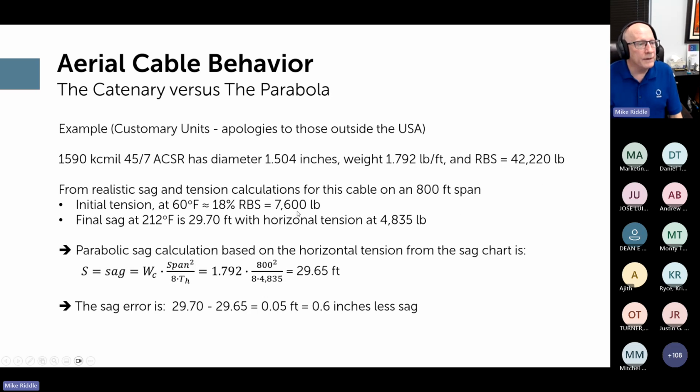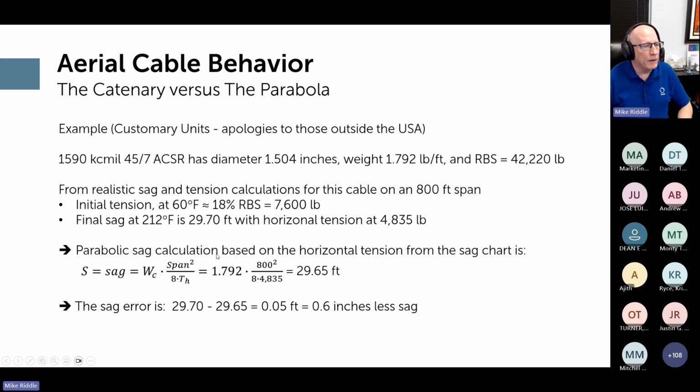Realistic sag and tension calculations for this cable on an 800-foot span would give you an initial tension right after installation at 60 degrees Fahrenheit of about 18% of rated breaking strength, or 7,600 pounds. The final sag at 212 would be 29.7 feet with a horizontal tension of 4,835 pounds. You kind of have to take my word for it that the sag and tension calculations would give you a sag chart with these values.